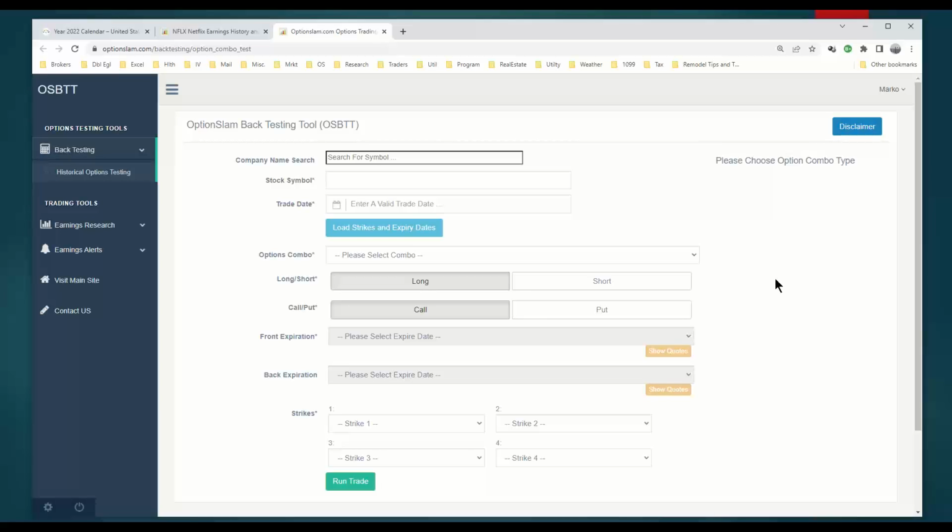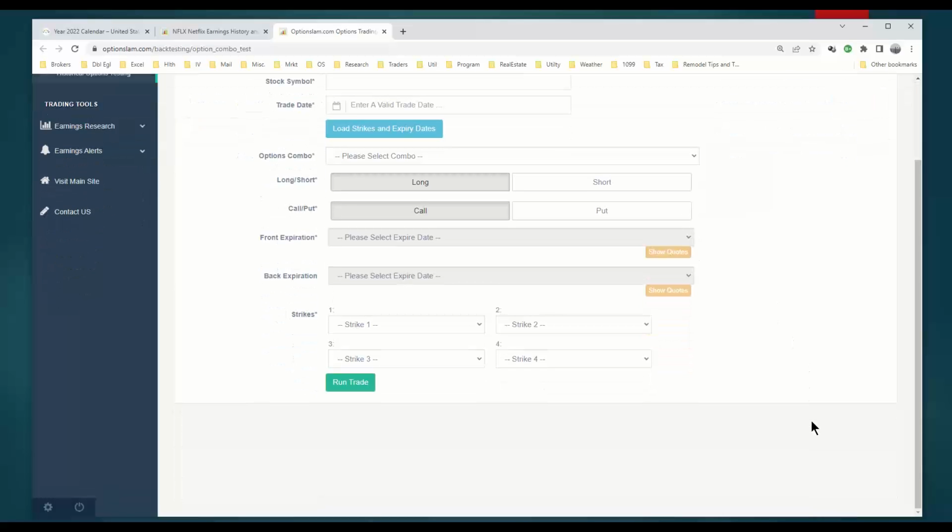However, one thing really nice about OSBTT is that you can capture all of the results and download them into an Excel file or whatever program you use for your spreadsheet, and save that information, and create a backlog, a history of back tests of your strategy to prove to yourself that your strategy has merit. Okay. All right. So now moving on.